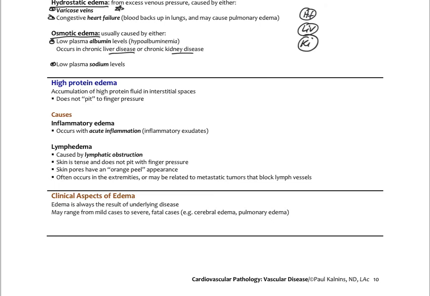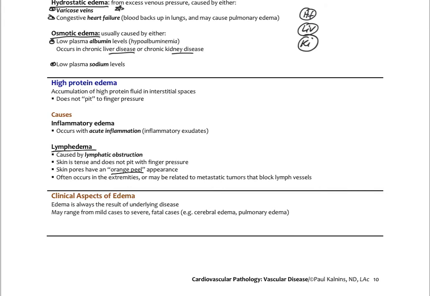the high proteins. So when we see the non-pitting edema, the high protein edema, it means it's a problem in the lymphatic system or increased local inflammation, creating all those extra proteins. So that would be inflammatory edema or lymphedema, which is caused by lymphatic obstruction. Again, in this case, the skin would be tense, doesn't pit with finger pressure. The skin tends to have an orange peel appearance, so sort of stretched and kind of orangey looking. Often this occurs in the extremities.